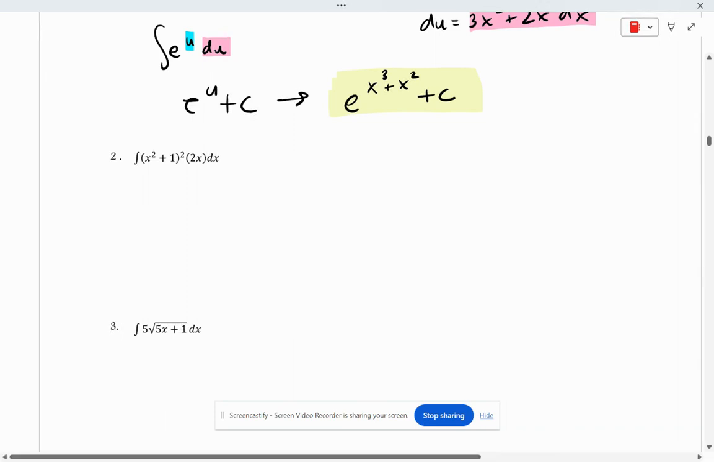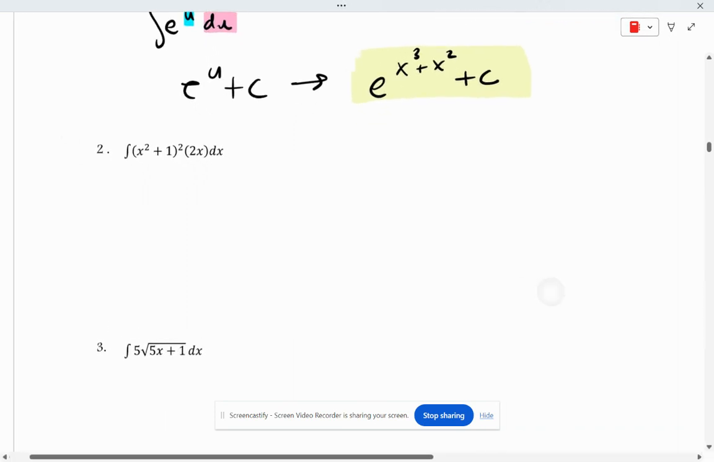If we know that u substitution helps us rewrite an integral into an easy to find form, what is the clear inner function in this one? Then check and see, is x squared plus 1's derivative also present? Yeah, 2x, right? So let's check it out.